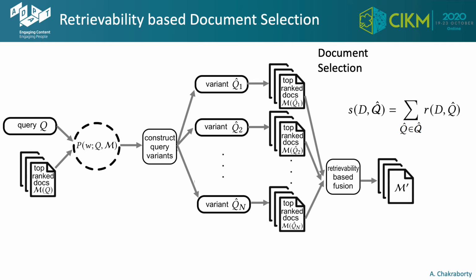Now we sort the top M feedback documents in ascending order of the aggregated retrievability scores, and the top M' documents from this set are then used for relevance feedback.